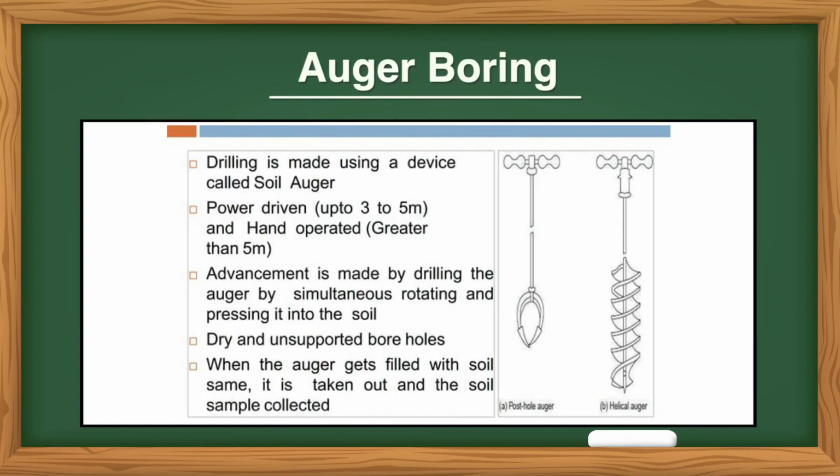So, first, auger drilling. Drilling is made using a device called a soil auger, power driven up to 3 to 5 meters and hand operated for greater than 5 meters. Advancement is made by drilling the auger by simultaneously rotating and pressing it into the soil. Dry and unsupported boreholes: when the auger gets filled with soil, it is taken out and the soil sample is collected. You can see on the figure.